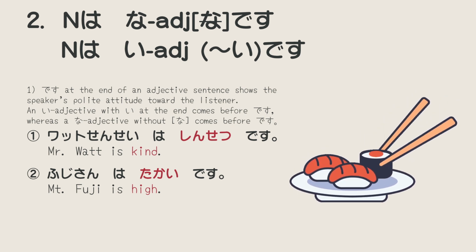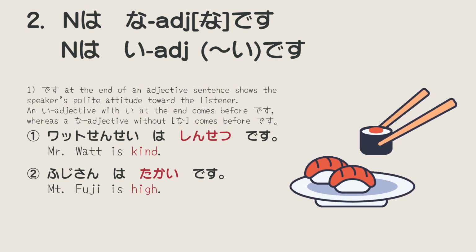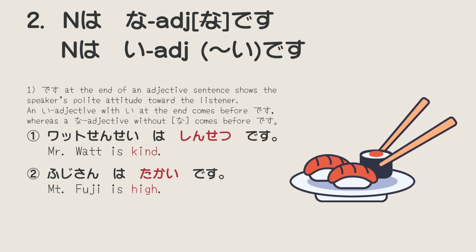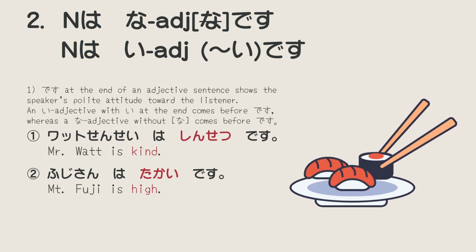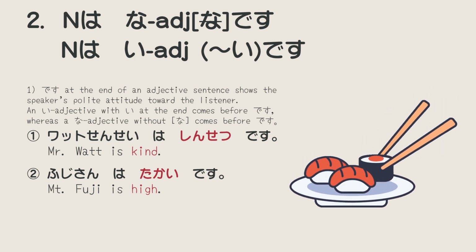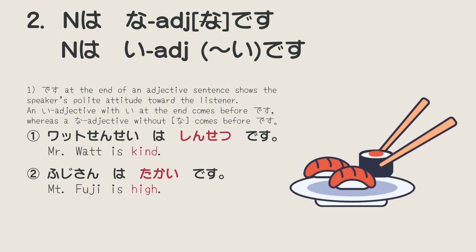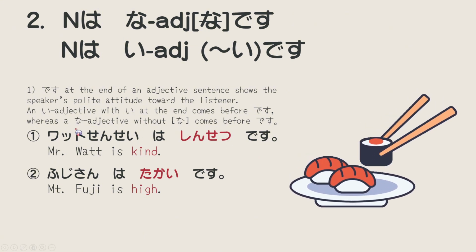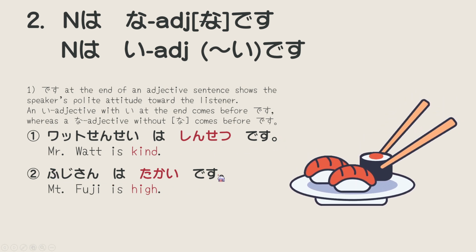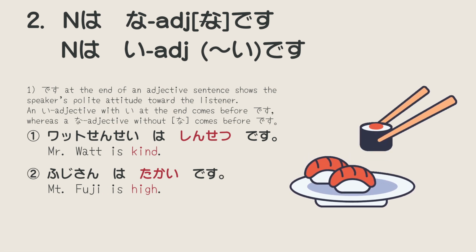And then an E adjective with E at the end, untouched, just takai, yasui, and stuff like that, comes before desu. Right after the adjective is desu, whereas na adjective without na comes before desu. Now we have here an example. Watto sensei wa shinsetsu desu and Fuji-san wa takai desu. Let me dive into this real quick.